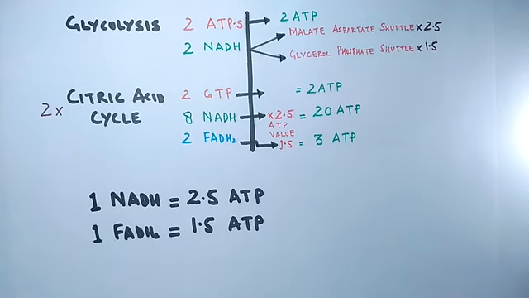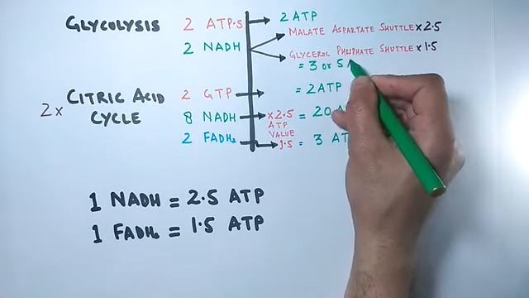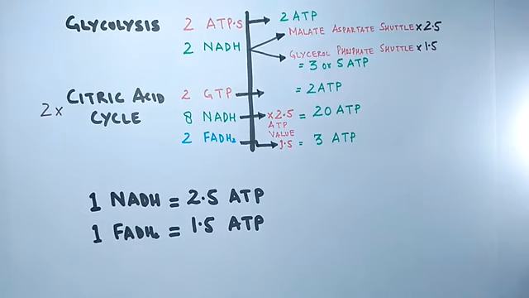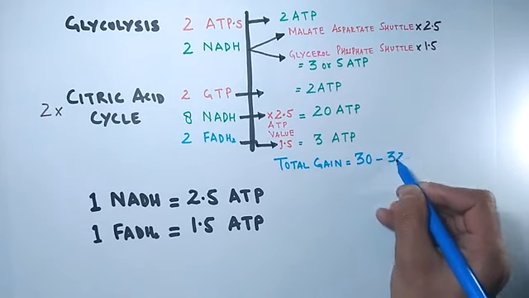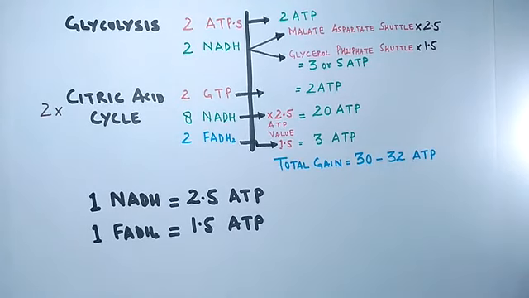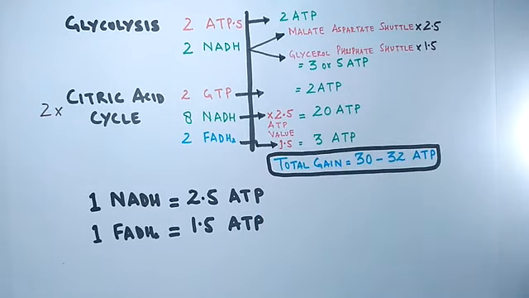Now it depends which shuttle is used in oxidative phosphorylation, and due to that we get either 3 ATPs or 5 ATPs from the 2 NADH molecules produced from glycolysis. So when we take the total calculation, or total net gain of ATPs in cellular respiration, it's 30 to 32 ATPs. The range is only due to the presence of two different shuttle mechanisms, the malate and glycerol phosphate shuttles. So this is all about the calculation, or the energetics, of the Krebs cycle and glycolysis.